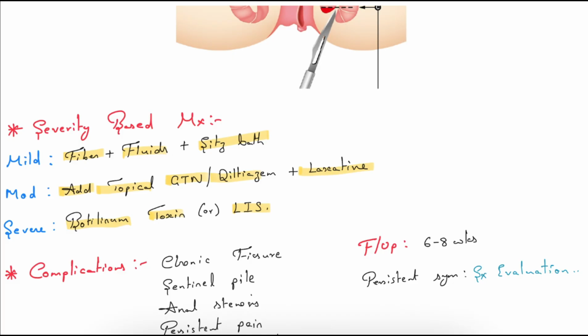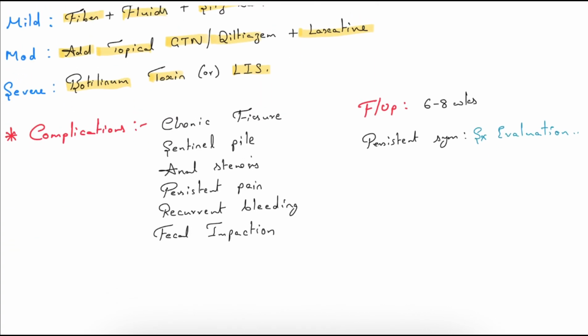Whenever we are using any drugs, every medicine has some side effects or contraindications. We have to know that before prescribing any medication. Next, we have some complications. Untreated fissures may lead to chronic fissure and sentinel pile, anal stenosis, persistent pain, recurrent bleeding, and fecal impaction. So these are the complications of anal fissure.